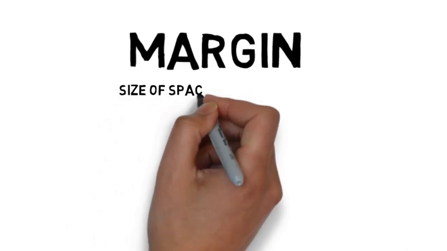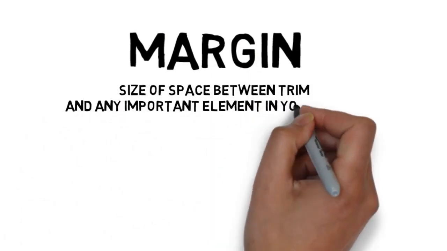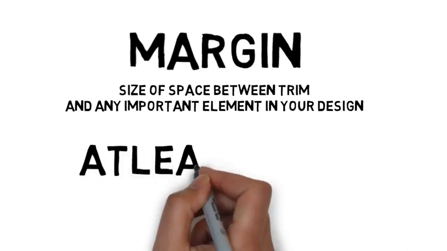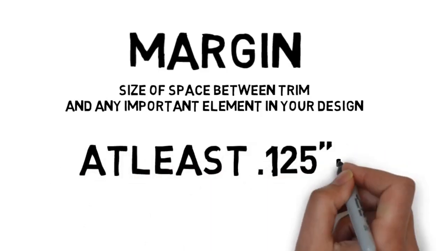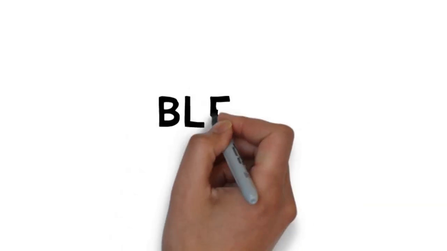Next, what is margin? Margin is the size of the space between your trim and any important element, such as type, an image, or anything else you don't want cut off in your final print. Margin size varies quite a bit depending on project and design, but you should always have at least an 1/8 of an inch margin on anything you don't want cut off. Piece of cake.